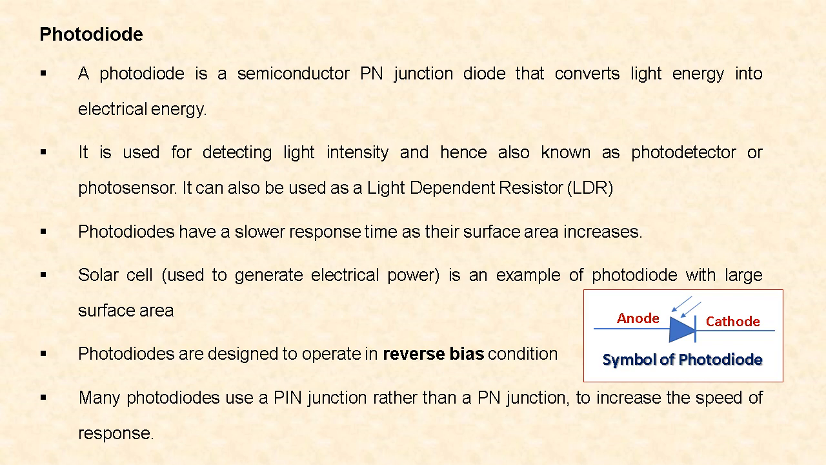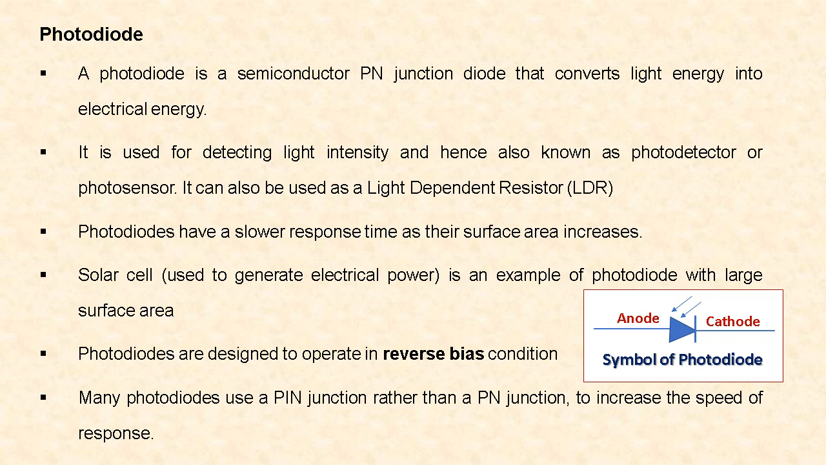An example for photodiode is a solar cell which is used to generate electrical power, and this solar cell has a large surface area. The photodiodes are connected in a reverse bias configuration which conducts a reverse leakage current in the dark. When the photodiode is subjected to light, the reverse leakage current is increased multiple times. The symbol of photodiode is shown in the figure. It is similar to a diode except that it has two arrows which indicate the incident photons.